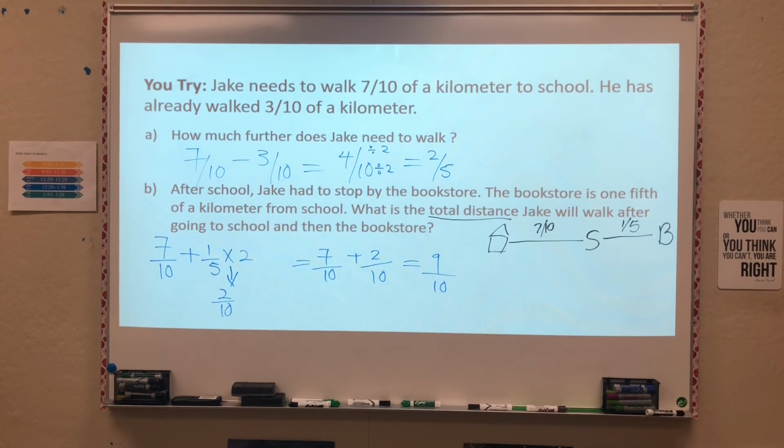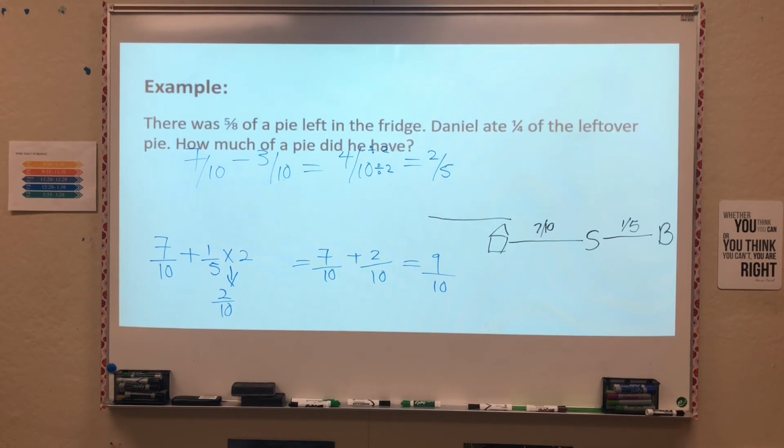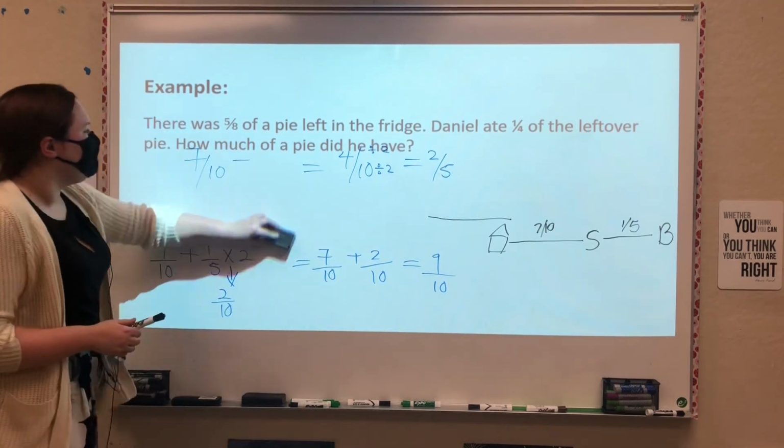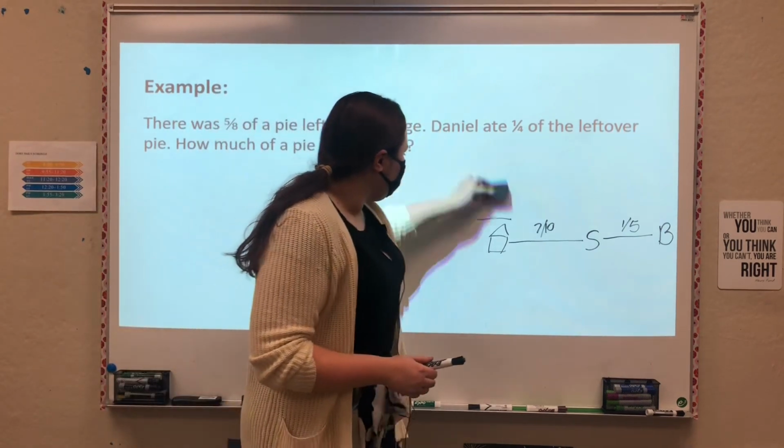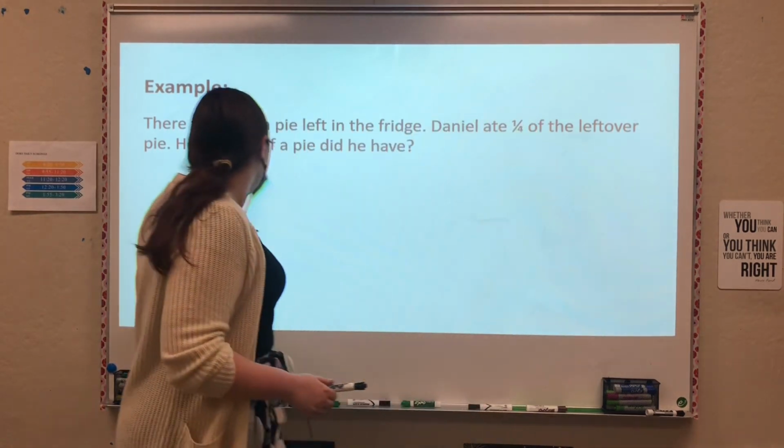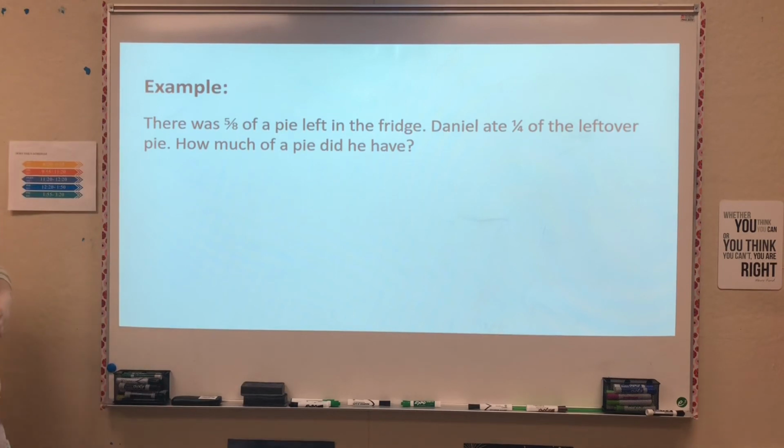All right. We've got one more fraction one we're going to look at, and then we'll move on to some decimals. This last fraction one says there was 5/8 of a pie left in the fridge. Daniel ate 1/4 of the leftover pie. How much of the pie did he have?